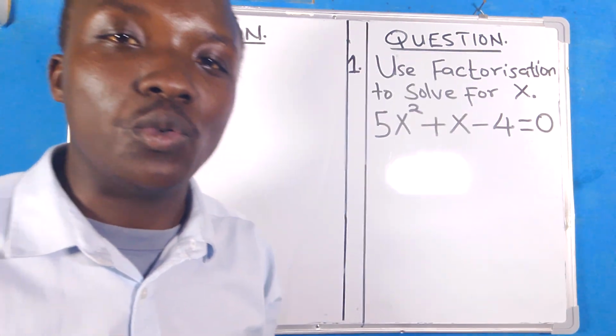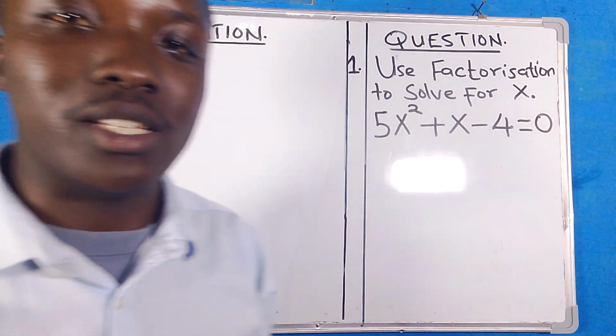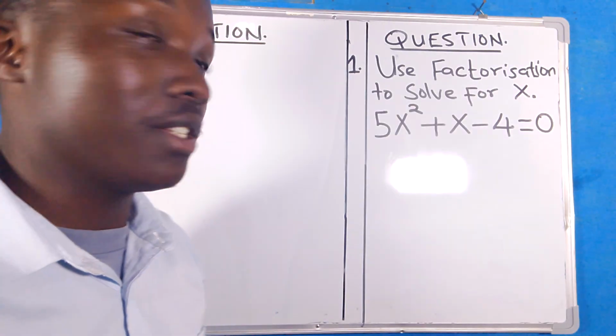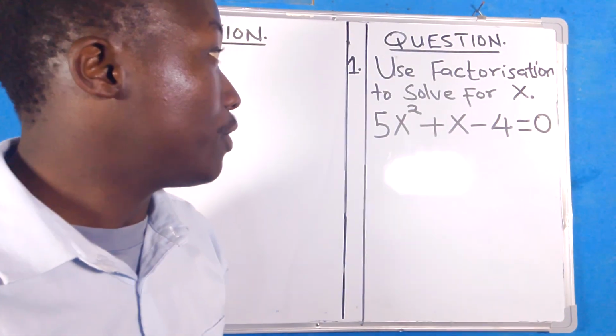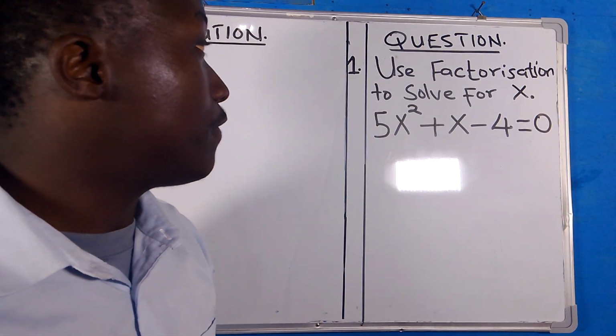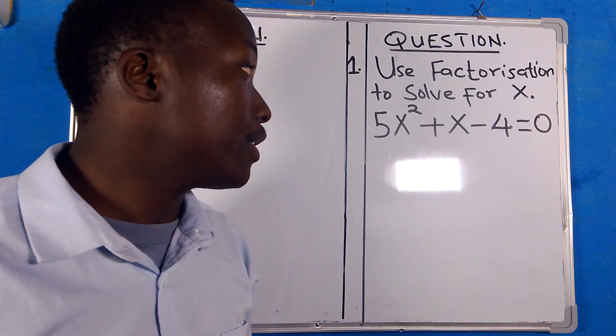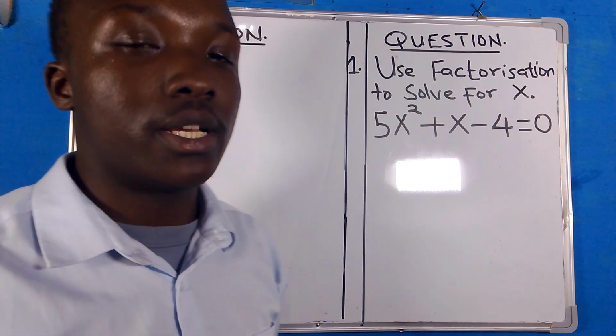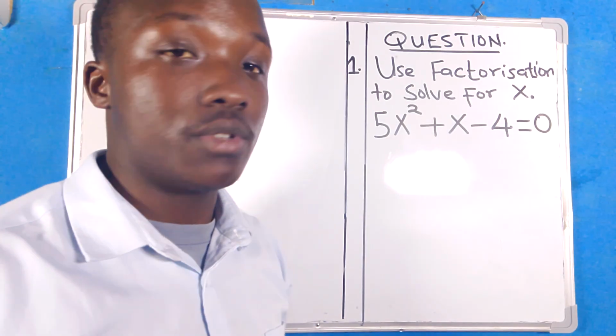Hello learners, good afternoon. There is a question I want us to solve this afternoon, and the question is: use factorization to solve for x. 5x squared plus x minus 4 is equal to 0.